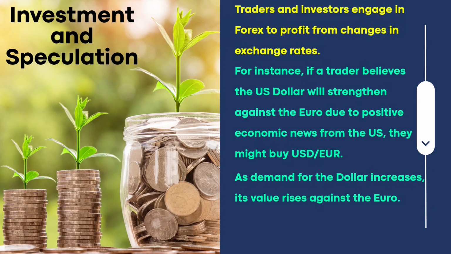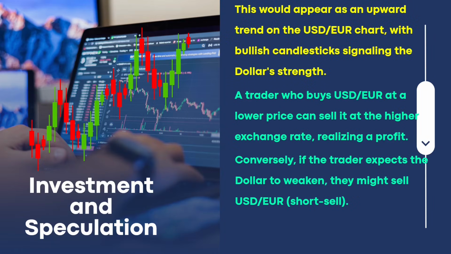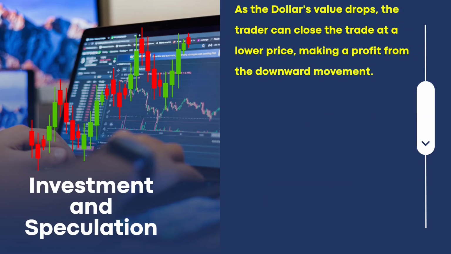Another reason why people are involved in forex trading is investment and speculation. Traders and investors engage in forex to profit from changes in exchange rates. For instance, if a trader believes the US dollar will strengthen against the euro due to positive economic news from the US, they might buy USD/EUR. As demand for the dollar increases, its value rises against the euro. This would appear as an upward trend on the USD/EUR chart, with bullish candlesticks signaling the dollar's strength. A trader who buys USD/EUR at a lower price can sell it at the higher exchange rate, realizing a profit. Conversely, if the trader expects the dollar to weaken, they might sell USD/EUR short, which is a short sale. As the dollar's value drops, the trader can close the trade at a lower price, making a profit from the downward movement.